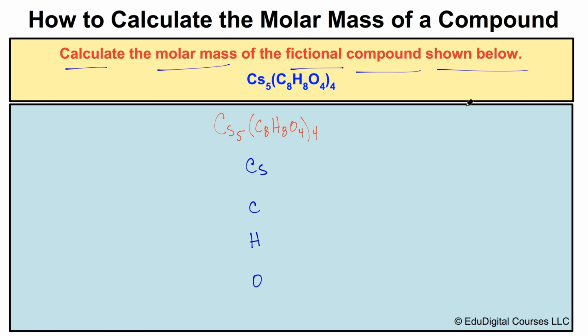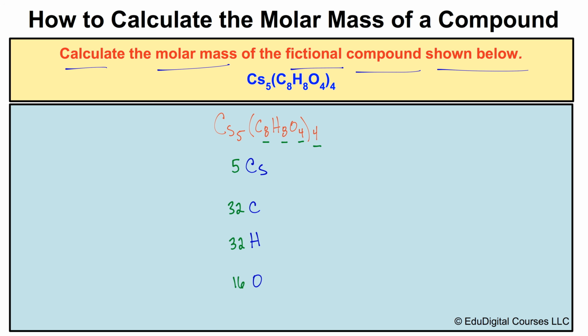Now what we have to do is figure out the number of each element that makes up this compound, or the number of each atom that makes up this molecule. If we take a look here, we have 5 cesiums. How many carbons do we have? Well, we have 8 carbons right here, but we can see that this 8 is inside of parentheses followed by a 4. So what we have to do is take 4 times the 8, which gives us 32 carbons. So how many hydrogens do you think we're going to have here? Well, we have 8 inside the parentheses times 4, which is 32 hydrogens. And how many oxygens are we going to have? Well, 4 times 4 is 16 oxygens.